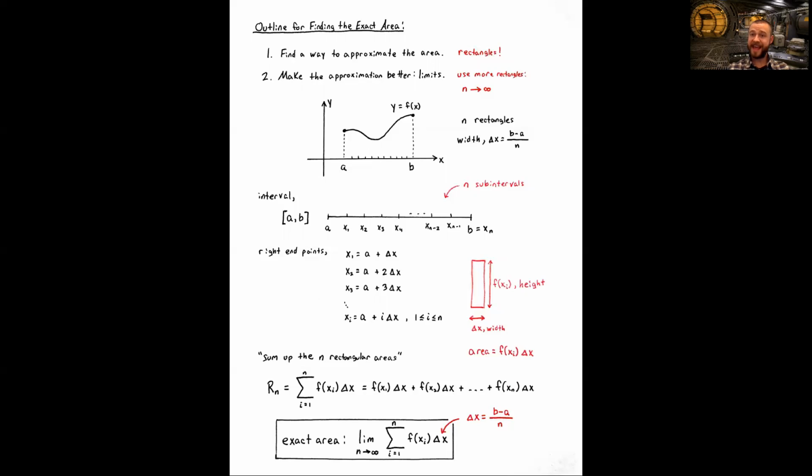Now notice where the n appears. n appears at the upper index of the summation, and n also appears in delta x. The width was defined as b minus a divided by n. So two things are happening as n goes to infinity. You're adding up more rectangles, but they each become narrower.